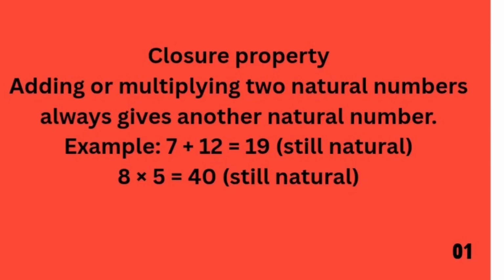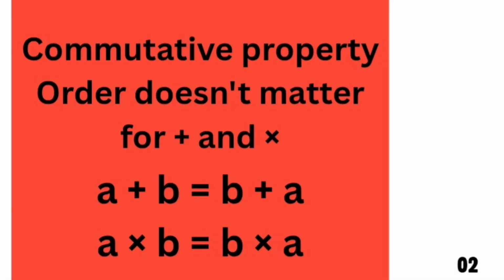Main properties of natural numbers under addition and multiplication, very important for arithmetic. The first property, closure property. Adding or multiplying two natural numbers always gives a natural number. Example, 7 plus 12 is equal to 19. Still natural. 8 times 5 is equal to 40. Still natural. Commutative property, order doesn't matter for addition and multiplication. A plus B is equal to B plus A. A times B is equal to B times A.